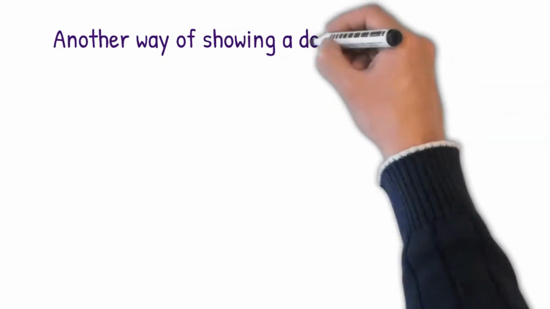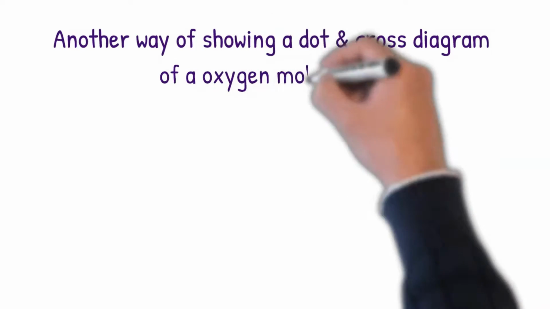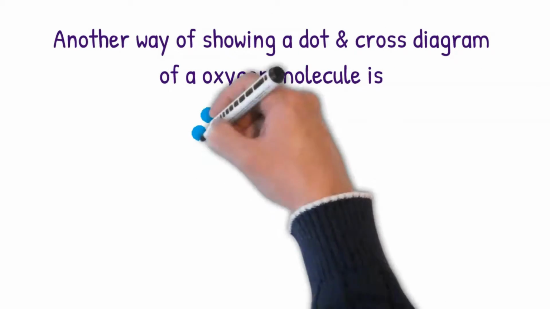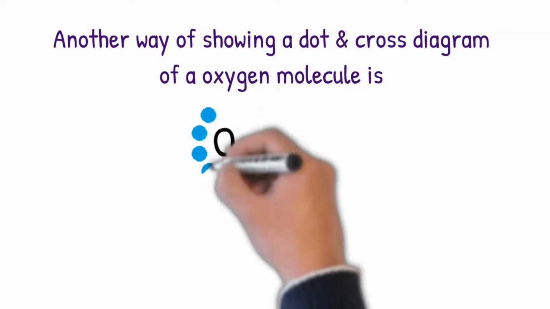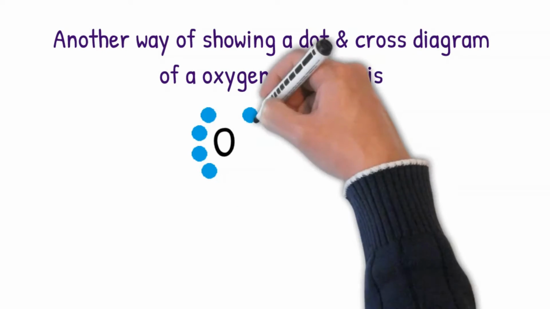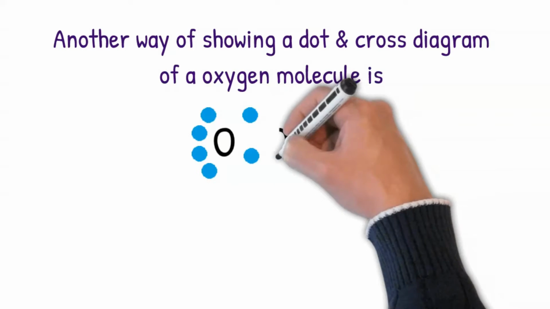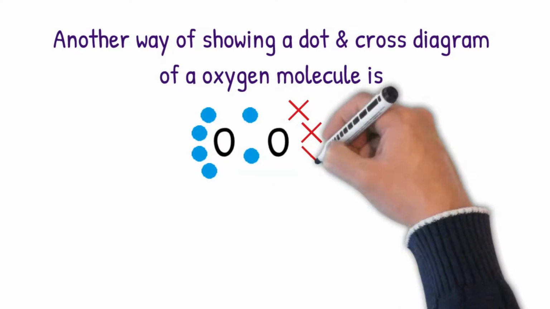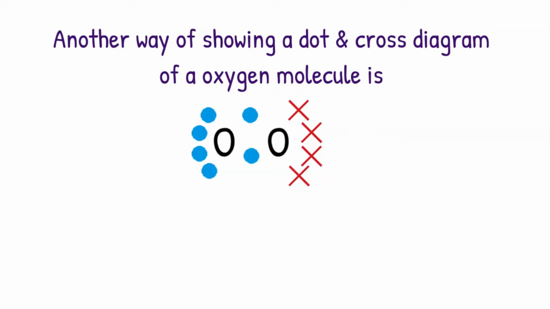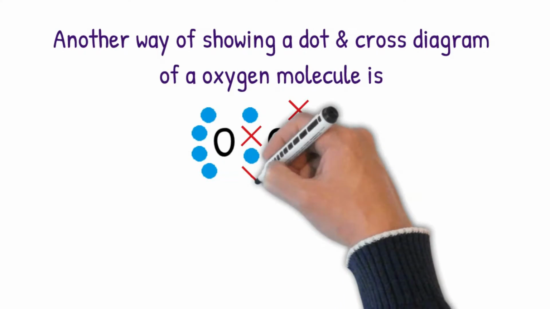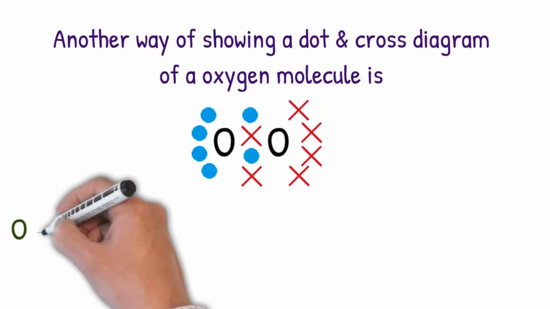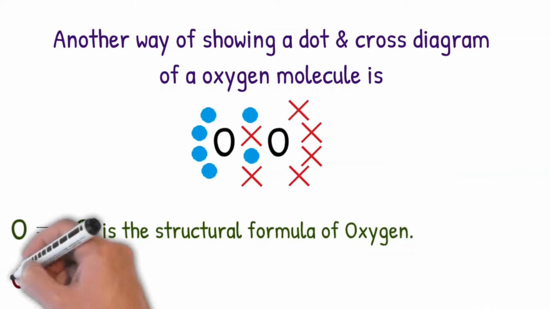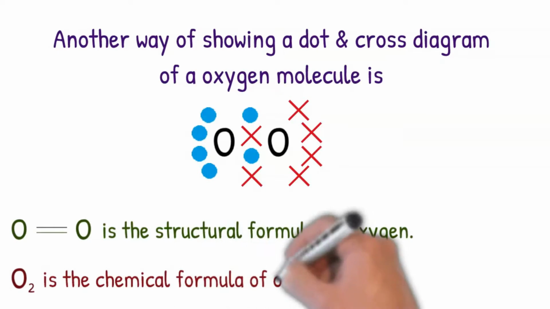Another way of showing a dot and cross diagram of an oxygen molecule is this. O, two covalent bonds, O is the structural formula of oxygen. O2 is the chemical formula of oxygen.